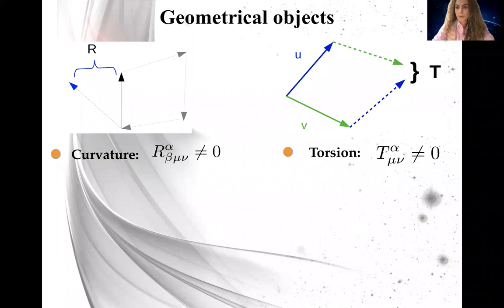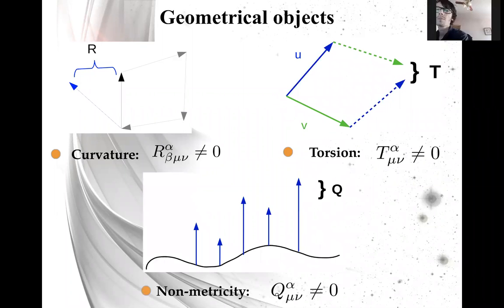How about torsion? So now if you have two vectors and you parallel transport them along each other, and if this parallelogram doesn't close, it means that your spacetime has a non-vanishing torsion. And similarly, what is non-metricity? So now if you have a vector pointing towards a direction and you move it along a given path, then its length changes if the manifold has a non-vanishing non-metricity.